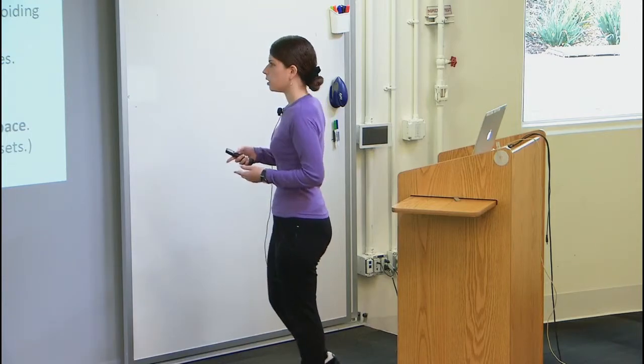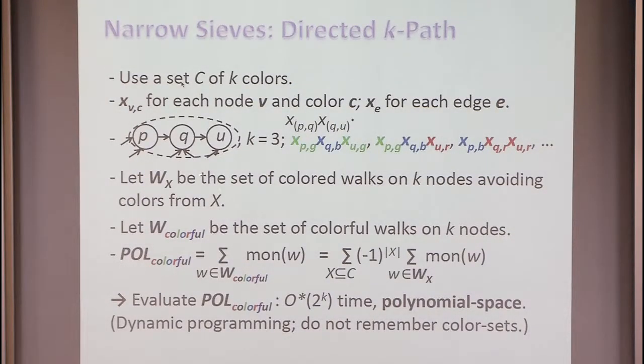Okay, so now we need this definition. Let W_X be the set of colored walks on k nodes, avoiding colors from X. By walks, I mean that nodes can be repeated. And let W_colorful be the set of colorful walks on k nodes, so W_colorful is the set of the potential solutions. Now let's look at the sum of the monomials corresponding to these potential solutions. We would like to evaluate this polynomial, but we do not want to store all of the color sets to ensure that we really look at colorful potential solutions, when we use, for example, dynamic programming.